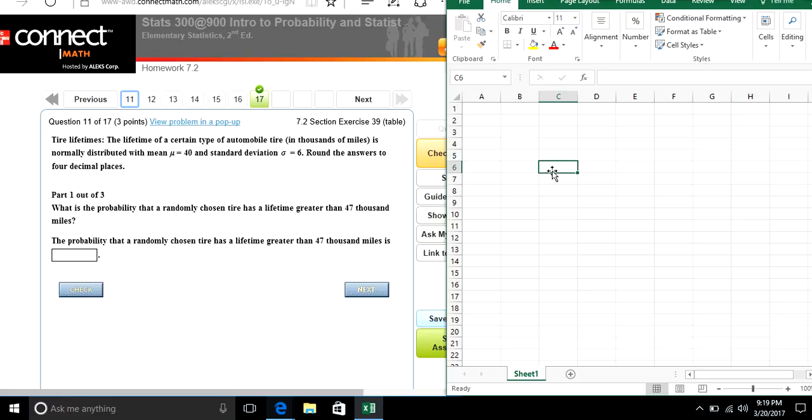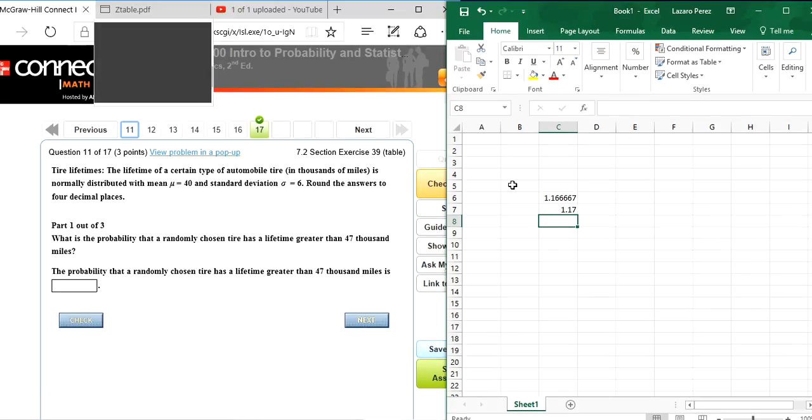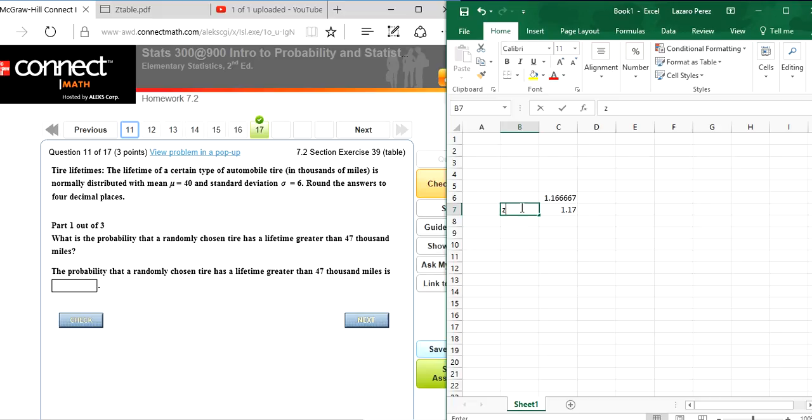So let's go ahead and put our z-score in. So the x value is 47 minus our mean, which is 40, divided by standard deviation, which is 6. All right, so we round to 2 decimals. That'll be 1.17. So our z-score is 1.17. And now let's change this to area.